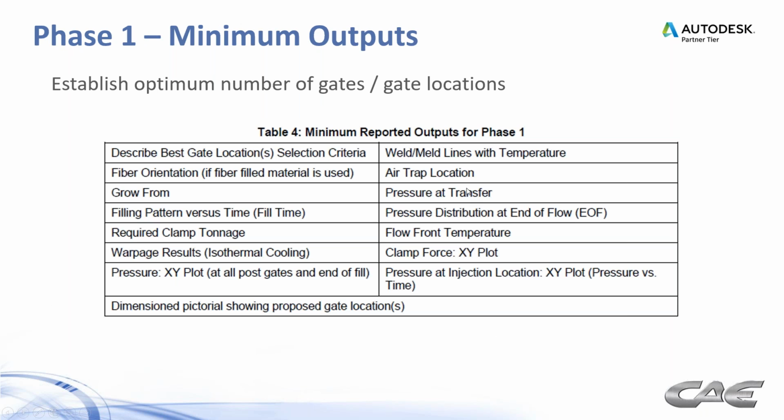So phase 1, in the standard, this is all listed in the standard. These are the minimum outputs, and it just lists them straight down the line here. And we don't need to read it all, but look at those and you'll see that most of this involves filling, packing, and some basic warpage dimensions, or deflections rather.